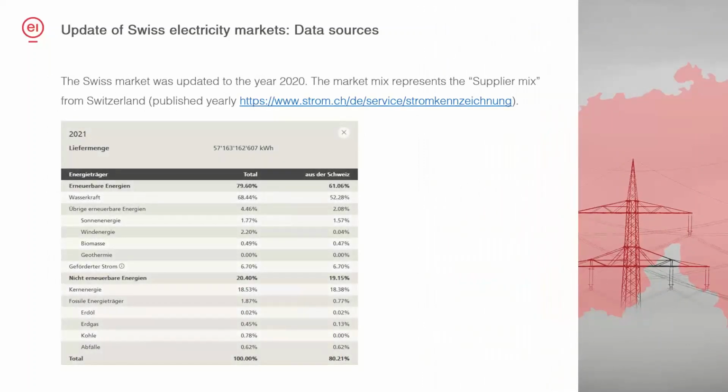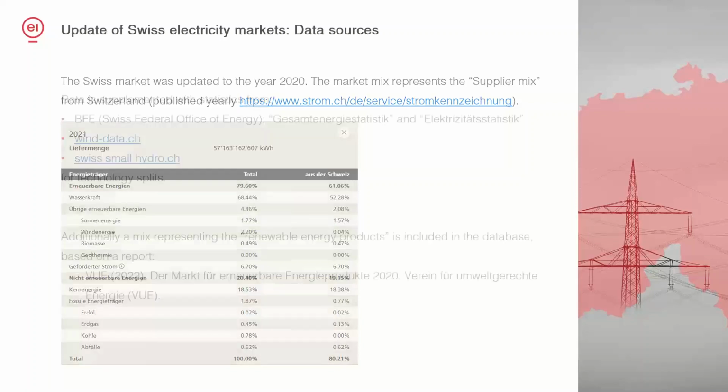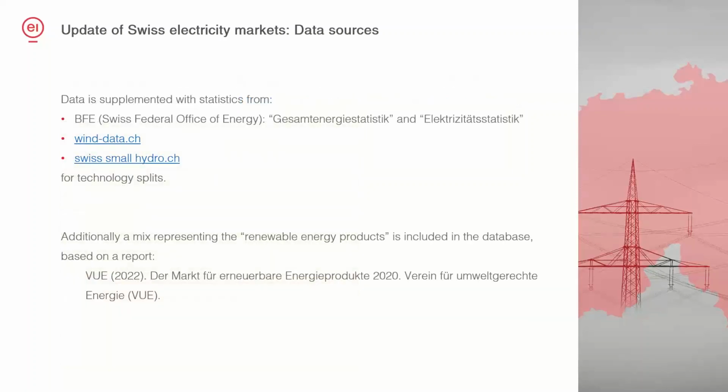The market shares of the electricity market in Switzerland were updated to the year 2020. The market mix itself is based on the supplier mix, Lieferantenmix in German, which is published every year under the shown URL. In order to map the fuel classifications of the supply mix to ecoinvent datasets, the data is supplemented by statistics by the Swiss Federal Office of Energy with their Gesamtenergiestatistik and Elektrizitätsstatistics. Data on wind power is accessed through winddata.ch and data for small-scale hydropower from Swiss smallscalehydro.ch.